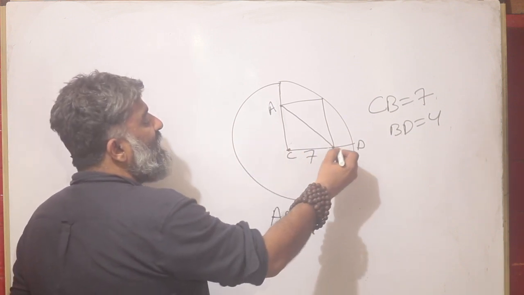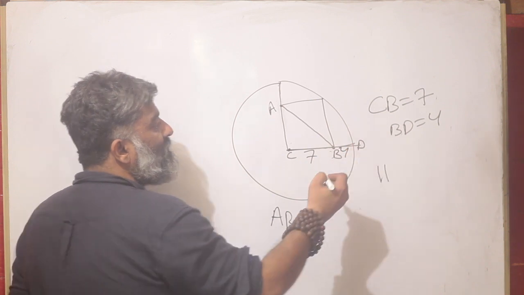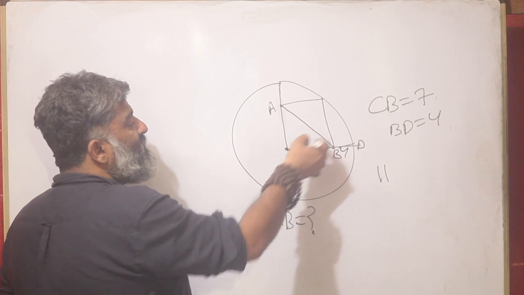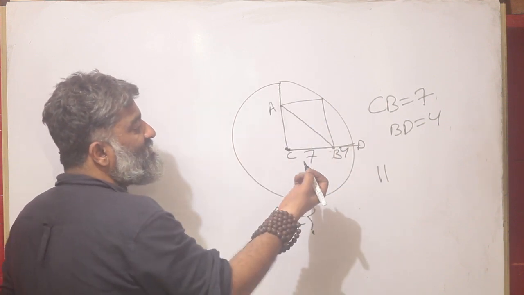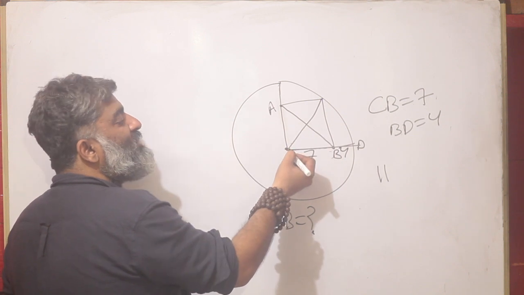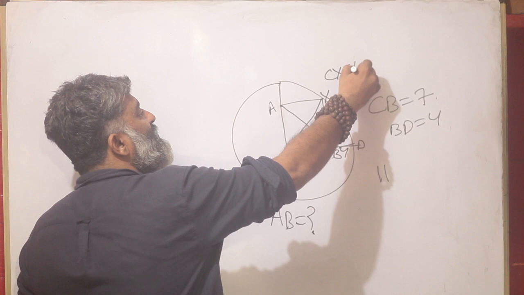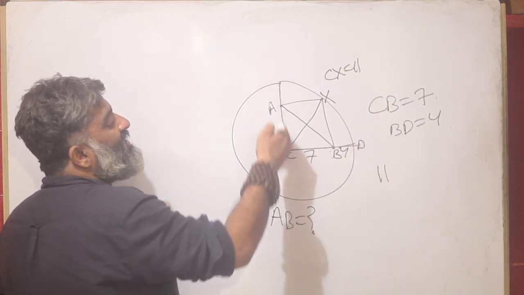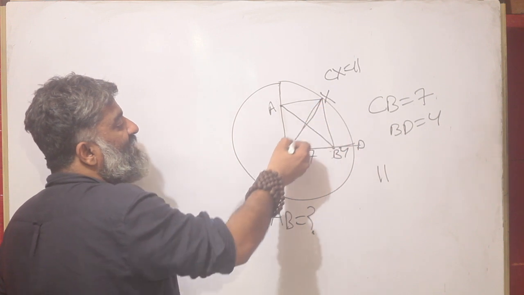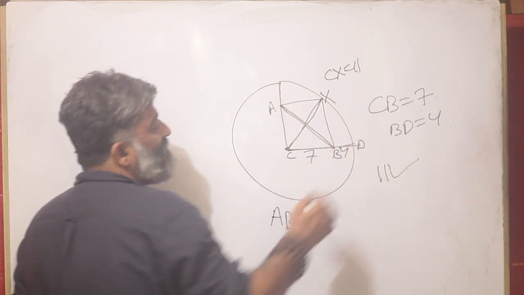This is 7 and this is 4, so I know the radius is going to be 11. And radius means the distance of the center from any point on the circumference is the same, right? That means this distance is also going to be 11. Let me call the point x for a second, Cx is also going to be 11. In a rectangle, the diagonals are equal to each other. So if this diagonal is 11, this diagonal will also be 11, and you are done.